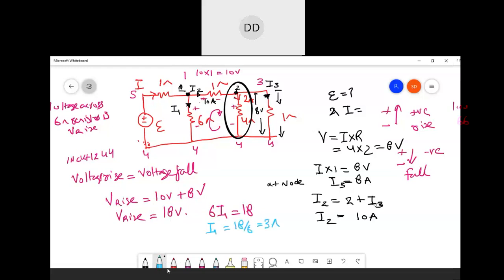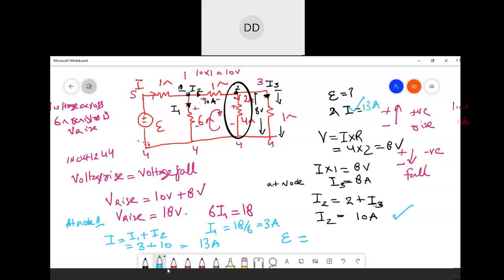Now I can find the value of I. At node 1, the current entering the node is I1 plus I2. I found the value of I1 to be 3 amps and the I2 value is 10 amps, which has been calculated here. So this happens to be 13 amps. Now I want to find the value of E. The I value we found is 13 amps.